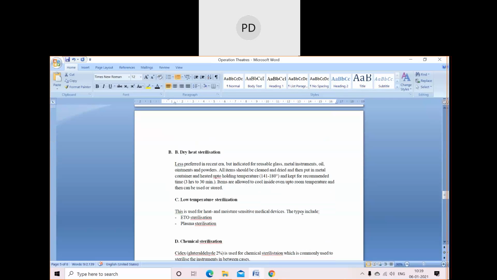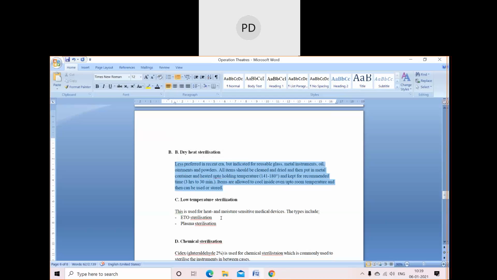And dry heat sterilization, over here it is written it is less preferred. Most hospitals do not prefer it because it's for reusable glasses, metals and instruments, and oil, ointments, and powders. So it is not used most of the time.